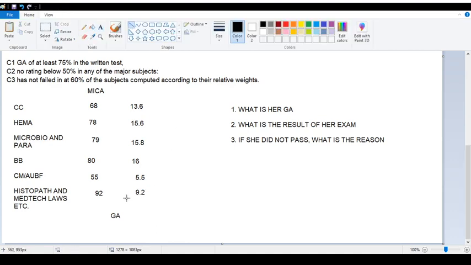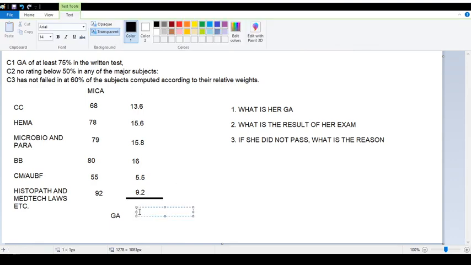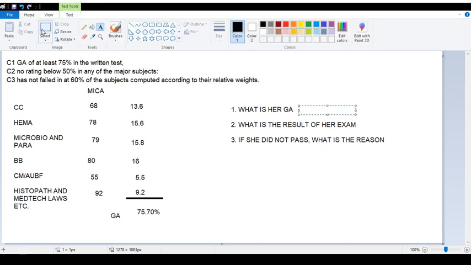So you get the general average, that is 75.7. Okay? So, 2 decimal places na lang. 75.7. So, what is her general average? Okay, so that is, you encode this one, 75.70. What is the result of her exam?